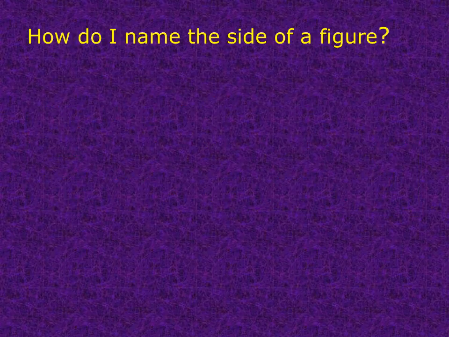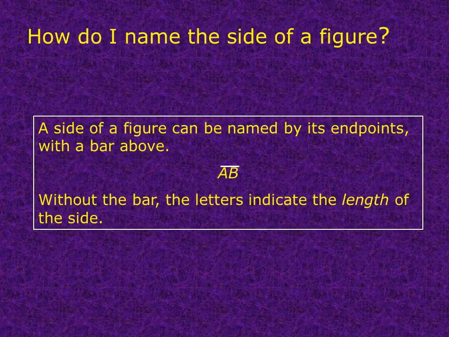So how do I name the side of a figure? Well, notice right here I have a little bar above the AB, and that tells me side AB. Otherwise, it just indicates the length of the side. So when you're showing me those corresponding sides, that's how you have to signify it with this little bar up here on top.